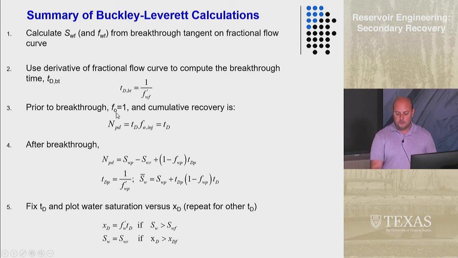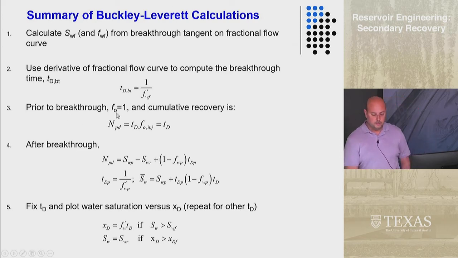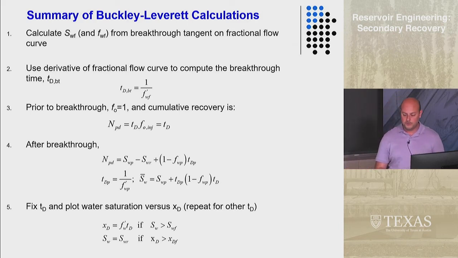Prior to breakthrough, we know that the fractional flow of oil is 100%, or the fractional flow of water is 0%. And the cumulative recovery is just TD, because we're producing 100% oil. After breakthrough, we have this equation. Remember, that was the Welge equation that we developed. And then you can plot NPD versus TD, which is what we had before.